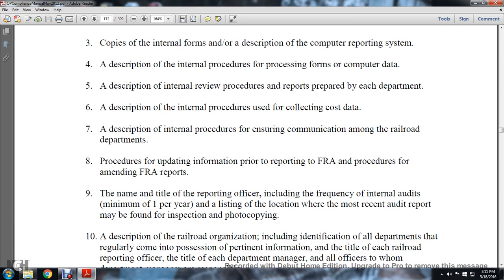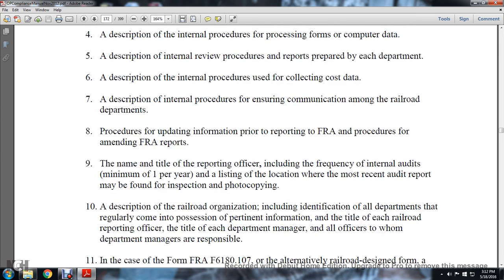6. The description of internal procedures for collecting cost data. 7. The description of internal procedures for ensuring communication among the railroad departments, the procedure for updating information prior to reporting to the FRA, and the procedure for amending the FRA reports. 9. The name and title of the reporting officer, including the frequency of internal audits, a minimum of one per year, and listing the location where the most recent audit report may be found for inspection and photocopying.